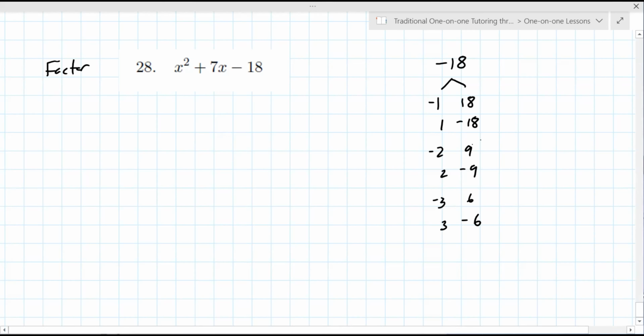Okay, do you see that it is -2 and 9? That works. Yes. So we write x minus 2, x plus 9.